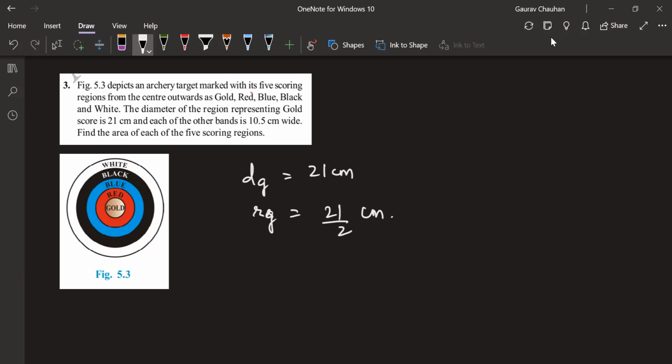Okay, same way. So let's see what's going in. And each of the other bands is 10.5 centimeter wide. Each of the other bands, this is a band, right? This full thing is a band. You're understanding? Its width is 10.5 centimeter. So can someone think and tell me what will be the radius of the red part? Think about it and tell me what is the radius of the red part. Dikshit, can you tell me what should I numerically calculate?